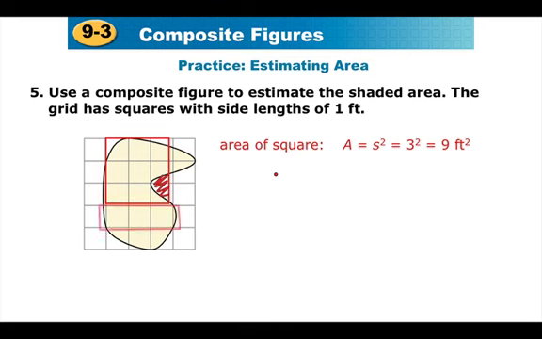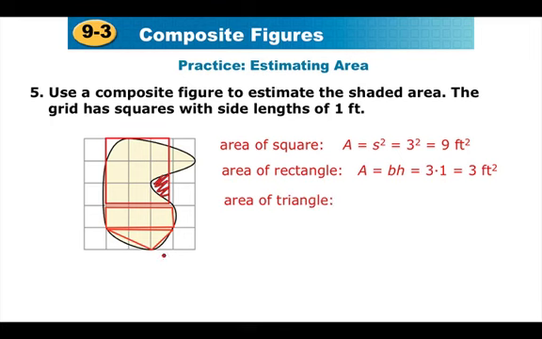Then I find the area of this shape, which looks like a rectangle. I can approximate this shape and make it look like a rectangle. And I get base and side, which is 3 times 1, 3 square feet. Then this remaining shape here looks like a triangle. So then I use the area of the triangle formula. Base times height, the base is 3, the height is 1, and I get 1.5.